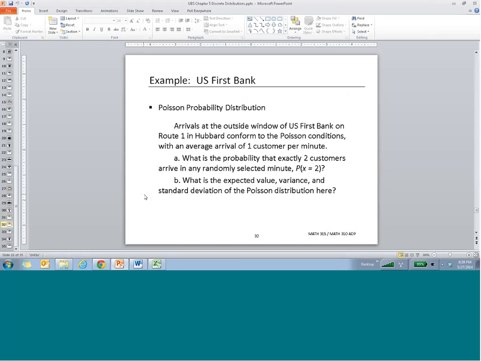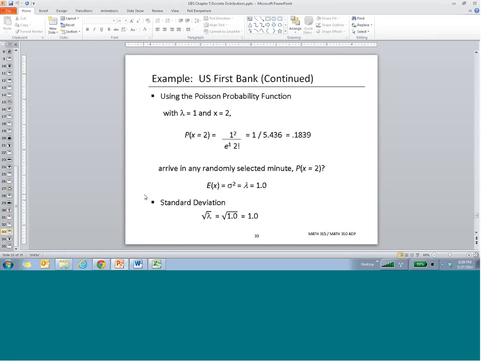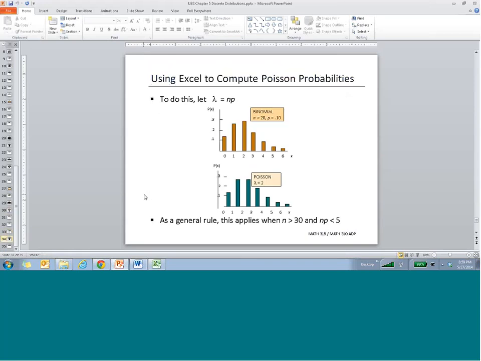Just like with the binomial, I can do the averages and the standard deviations with the Poisson as well.